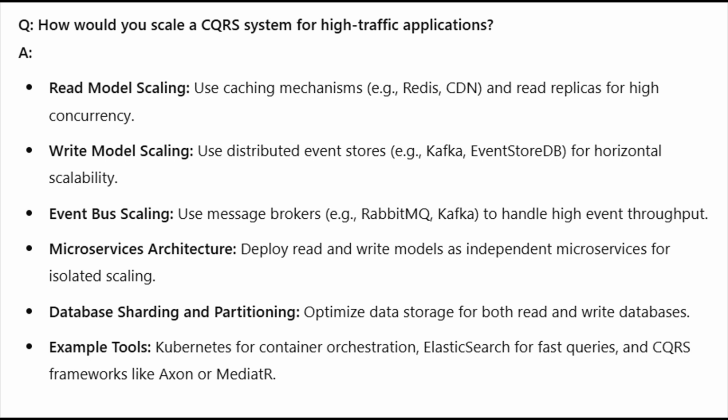Microservices architecture: deploy read and write models as independent microservices for isolated scaling. Database sharding and partitioning: optimize data storage for both read and write databases. Example tools: Kubernetes for container orchestration, Elasticsearch for fast queries, and CQRS frameworks like Axon or Mediator.